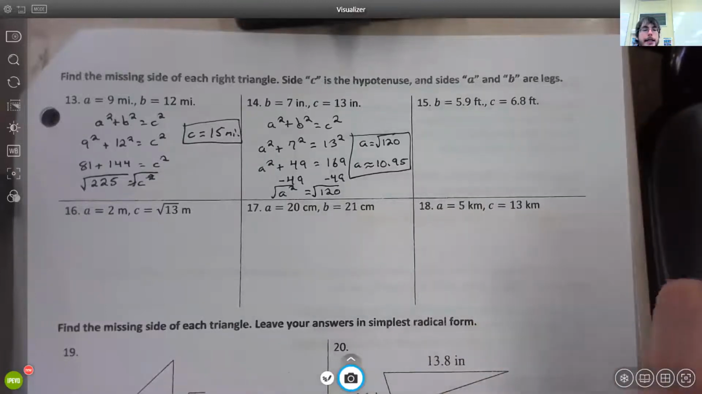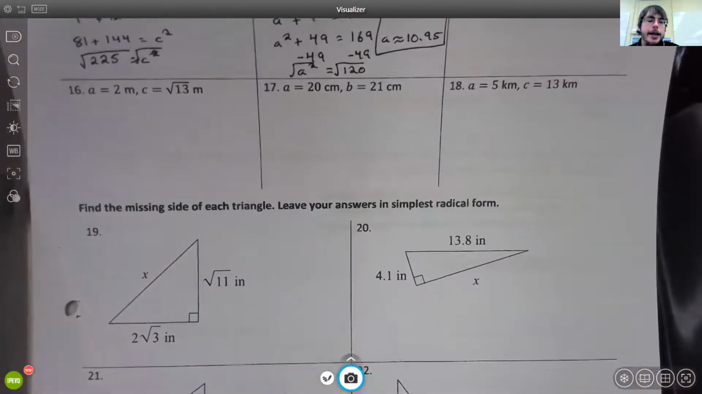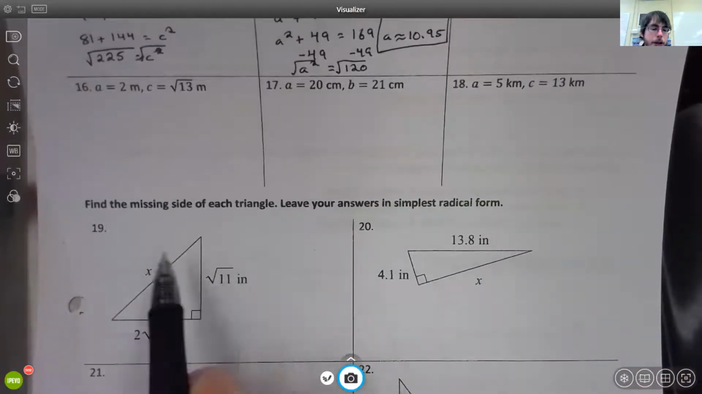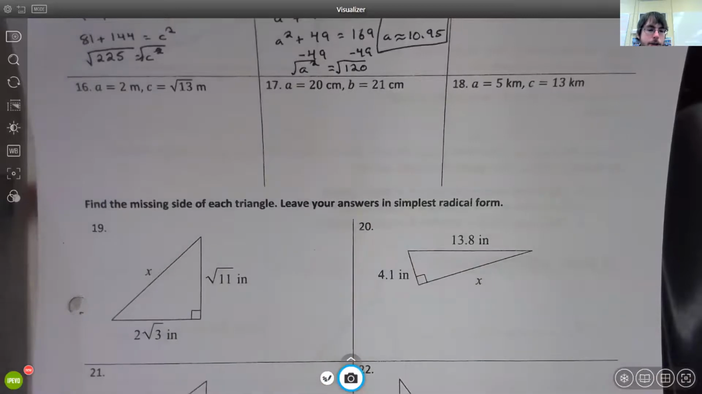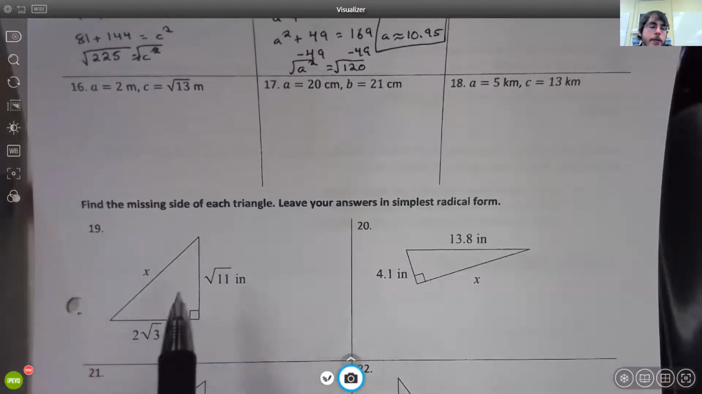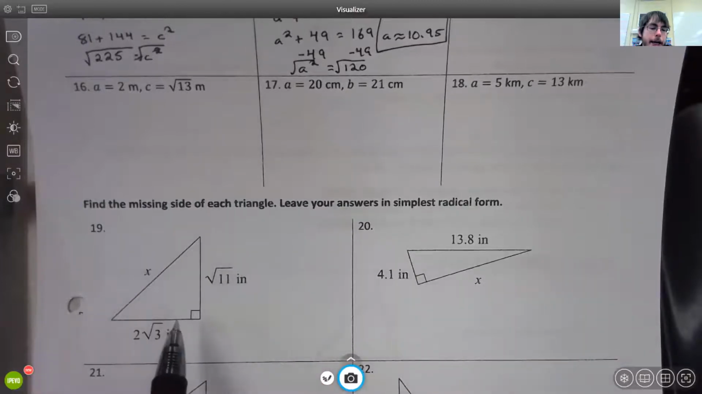All right, and the last example we're going to do in this video together is number 19. And number 19, it's the exact same thing, just this time we have a picture instead of text. So number 19, we want to find the missing side of each triangle. Well, let's look here. What sides do we have? Do we have A, B, or C?